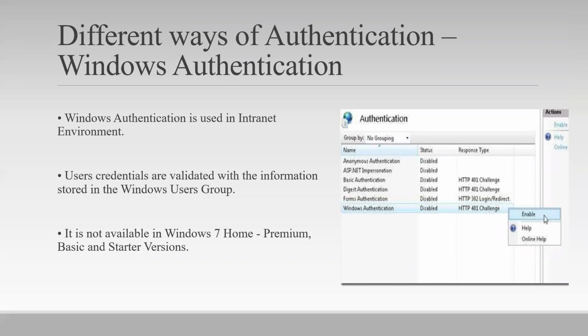Next is Windows authentication. Windows authentication is basically used for intranet applications, which means in an internal network. User credentials are validated with the information they provide, which is stored in the Windows users group. And Windows authentication is not available in the Windows 7 Home, Premium, Basic, and Starter versions.